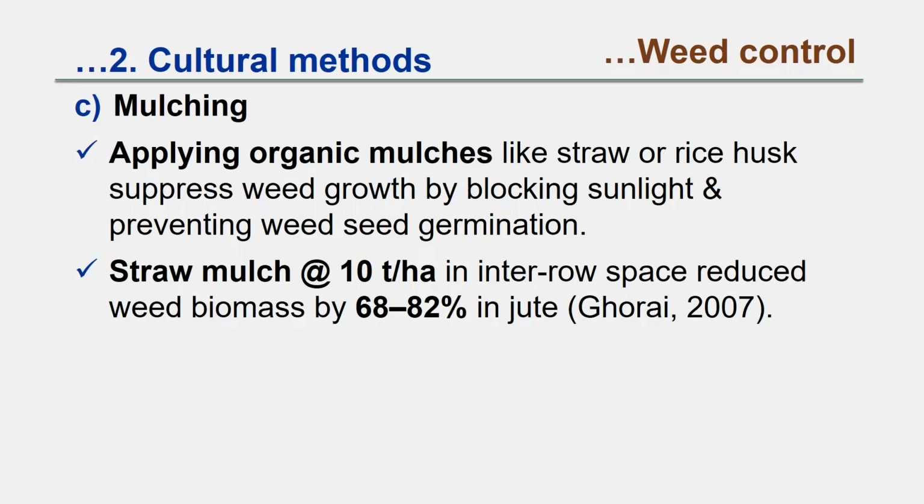Then mulching is also important. Applying organic mulches like straw or rice husk suppresses the weed growth by blocking sunlight and preventing weed seed germination. Mulching has several advantages like conserving water. In addition to that, it prevents the germinating seedlings of the weed plants. Straw mulching at the rate of 10 tons per hectare in inter-row spaces reduces weed biomass by 68 to 82%. Reduction of weed biomass means the growth of the weeds was suppressed, as reported by Ghorai 2007.